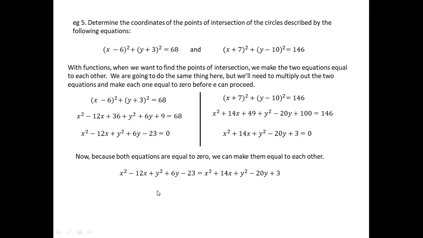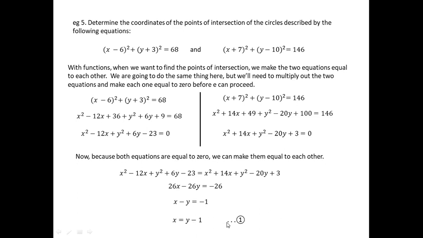Now if I simplify this, you'll find this x squared and that x squared cancel out, that y squared and that y squared cancel out, so that gets rid of the squareds, and we're left with that. Now I can divide everything by 26, and I'm left with that. Now I can get the x by itself and everything else on the right-hand side, and that will be equation 1, because we're now going to do some simultaneous equations.